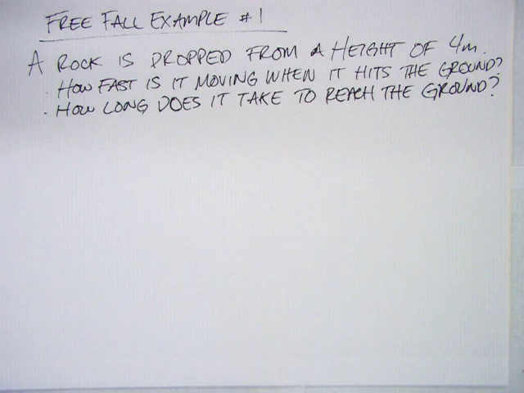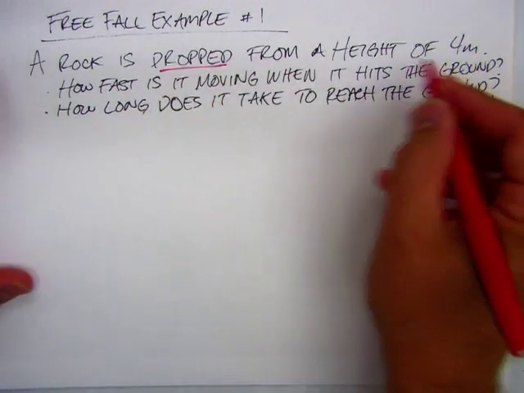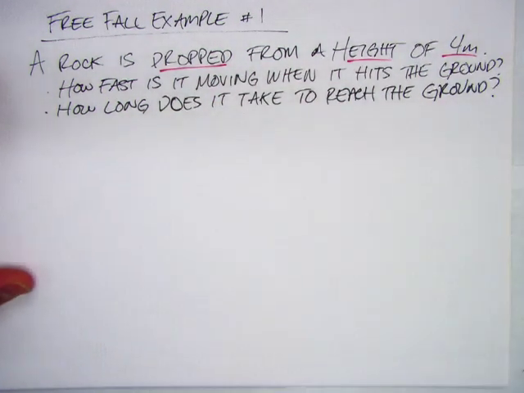All right, in this problem we've got a rock dropped from a height of 4 meters. We want to know two things. How fast is it moving when it hits the ground, and then how long does it take to reach the ground? So let's start with some givens. We know it's dropped, and we know the height is 4 meters.